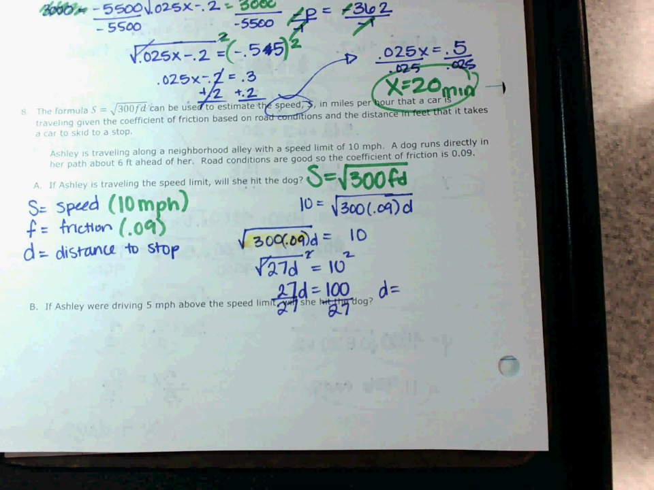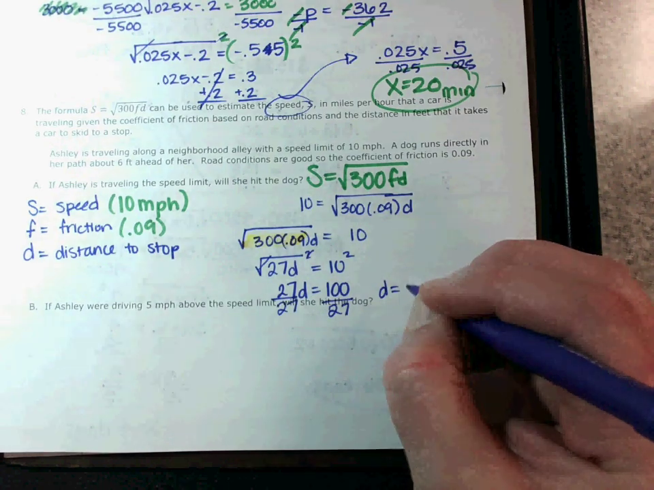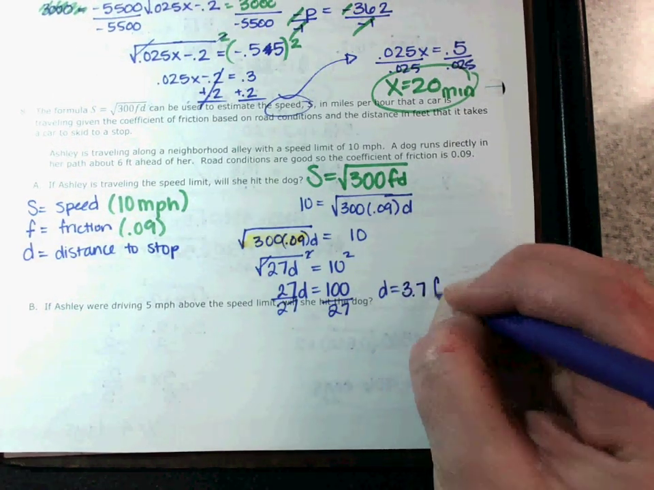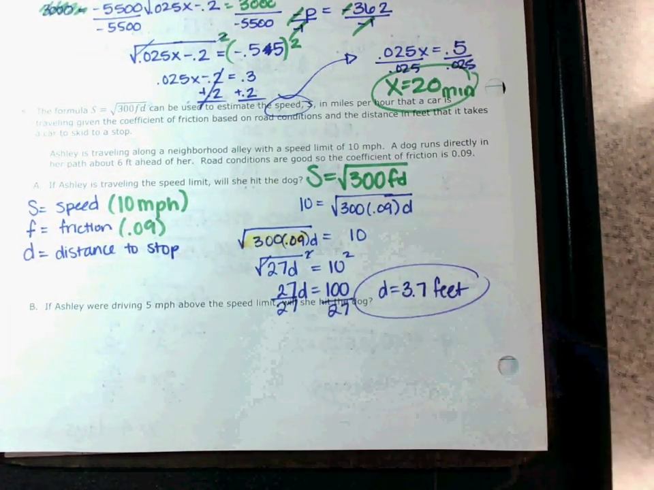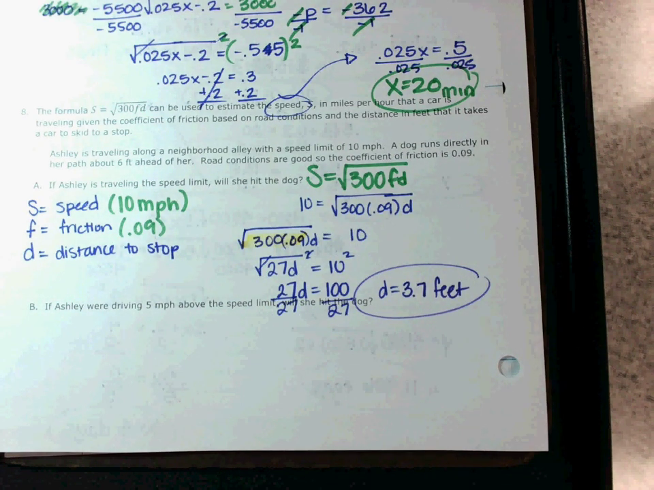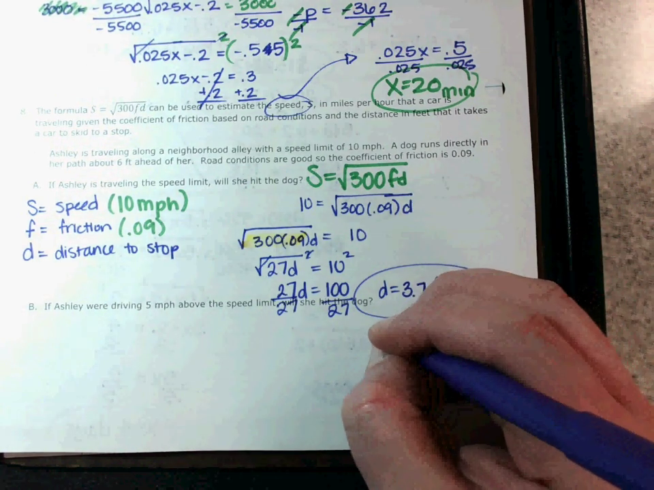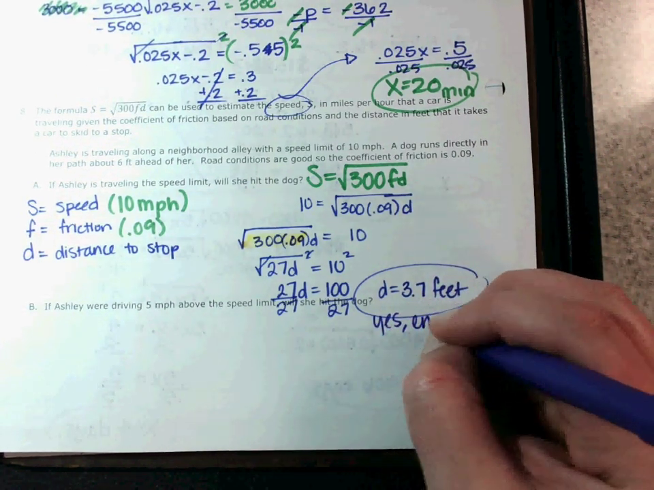What's her stopping distance going to be if she's going the speed limit? 3.7 feet. Now, how far away is the dog? 6 feet. So is she going to have enough space to stop without hitting the dog? Okay, yay, the dog lives. Yes, enough space.